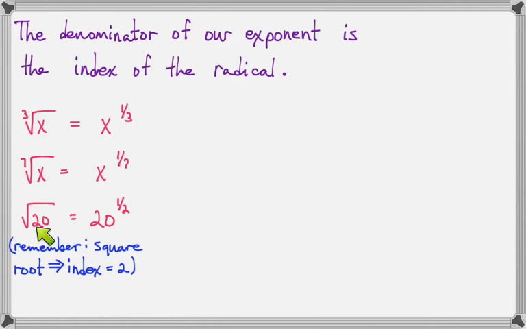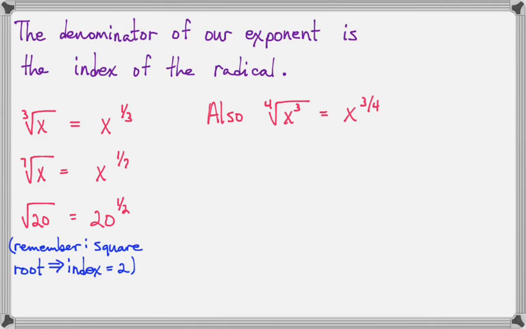The square root of 20 can also be written as 20 to the 1/2. Because remember, if we're using a square root, we don't write the index, but we assume the index equals 2. So we knew that was a square root. We don't write the 2, but we know it's there. So the denominator of our exponent is 2.